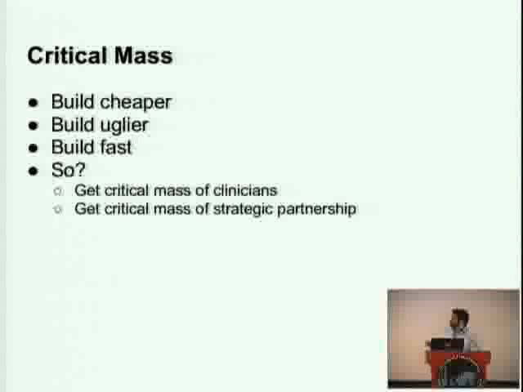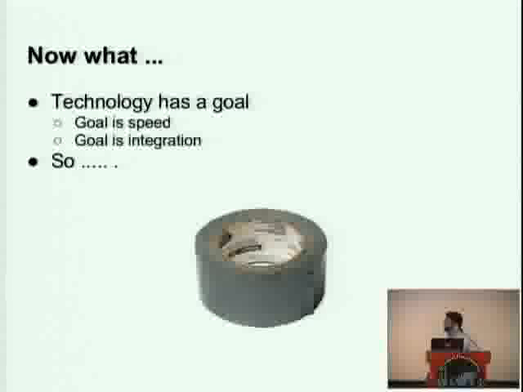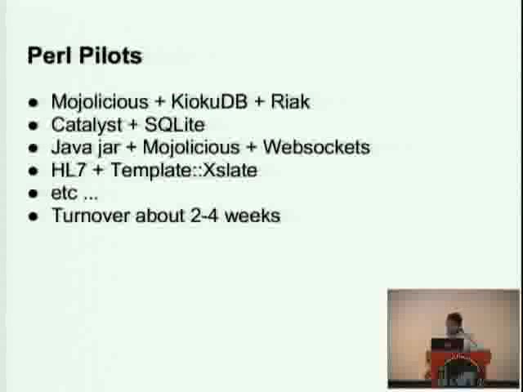So what we're trying to do is get a critical mass of clinicians starting to use it, and a critical mass of strategic partnerships, because as a small company in Canada, you don't necessarily have the credibility to push the product through into the medical ecosystem. There are a lot of other problems there, but basically critical mass is: build something cheaper, build something uglier, build something fast, but get it out there. So now we have a goal for the technology, and the technology is speed and integration, and that's duct tape. So that's where Perl comes in.